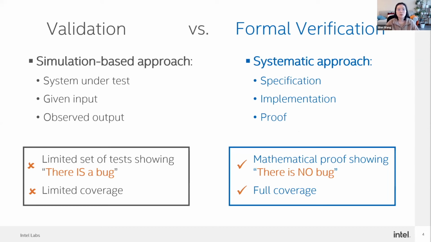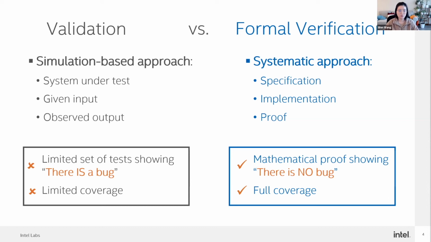And this is a tool that can actually, in the end, give us a mathematical proof showing that my program is bug-free. There's no bug in my program. So how does formal verification work from a very high level? I'm not going to go into the details. So this is a pretty systematic approach. It's composed of 3 parts.